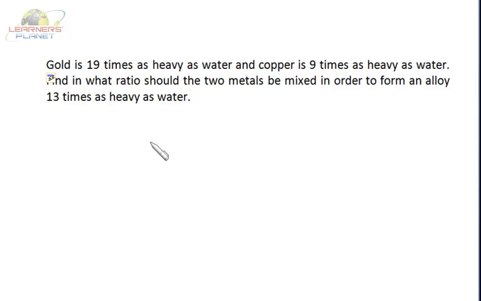Now let's take this question. Gold is 19 times as heavy as water and copper is 9 times as heavy as water. Find the ratio in which the two metals should be mixed in order to form an alloy 13 times as heavy as water. Very simple problem. Gold is 19 times of water and copper is 9 times of water. Okay, and we want an alloy that is 13 times as heavy as water, and that alloy we have to prepare by mixing gold and copper in some definite ratio. Okay, and that ratio we have to find out.